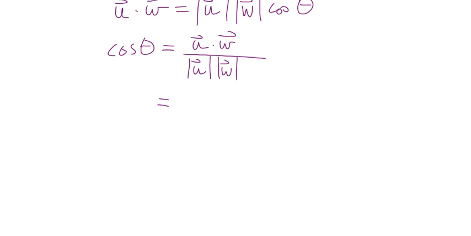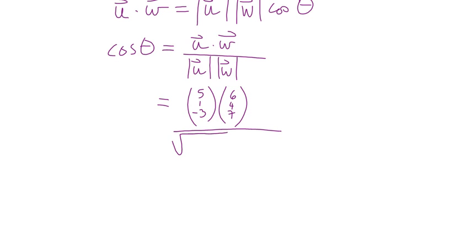So, what's the direction of line 1? 5, 1, -3. And what's the direction of line 2? 6, 4, 7. Okay, so we're going to dot those together. And the magnitude of the first one is 5 squared plus 1 squared plus negative 3 squared. And 6 squared plus 4 squared plus 7 squared.